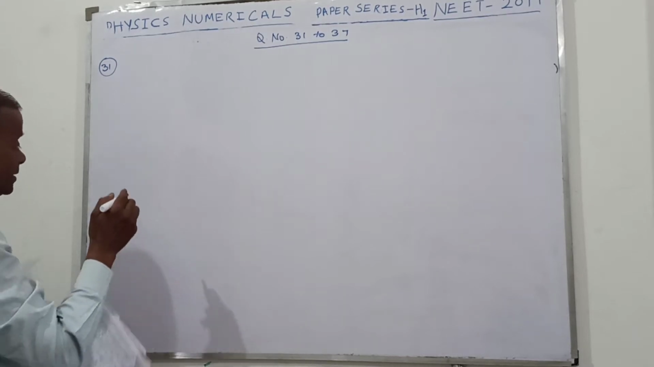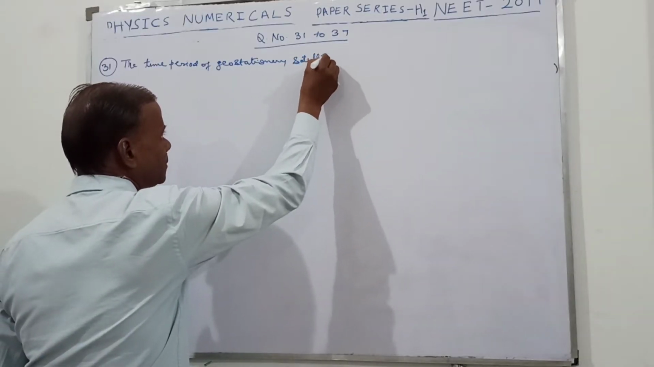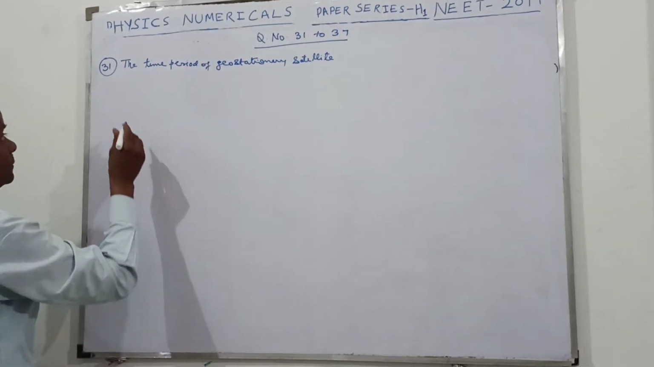Question number 31. The time period of geostationary satellites is 24 hours at a height of 6 RE. RE is the radius of Earth.